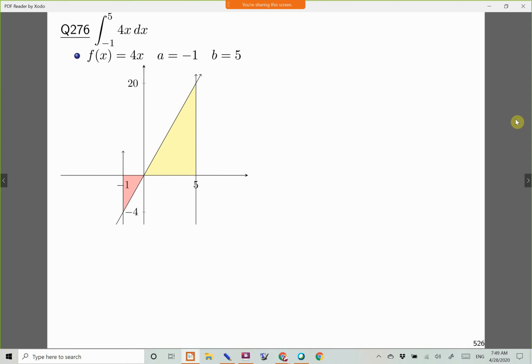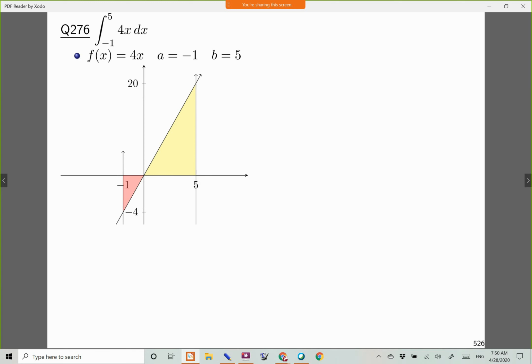The x value of -1 and the x value of 5 are listed there. And when you draw in those vertical lines, you end up capping off two regions. There's this region drawn in yellow above the x-axis, and then this smaller region below the x-axis that I've shaded in red. Since the x value here is 5, the y value is 20.